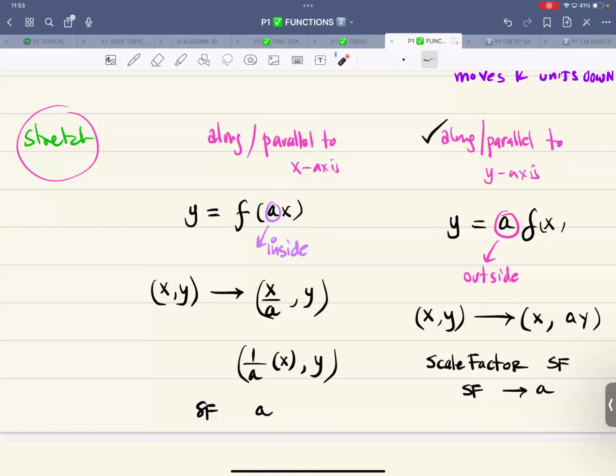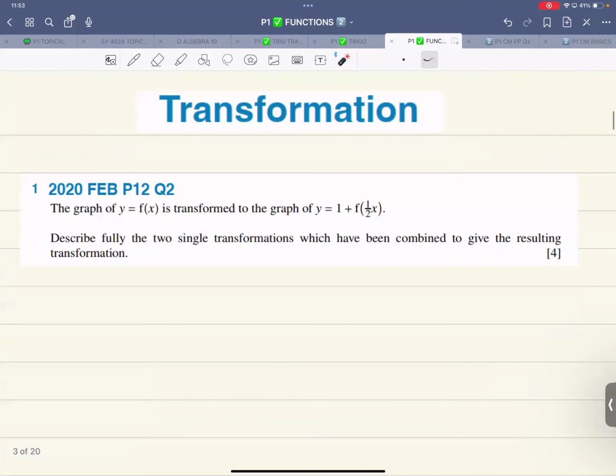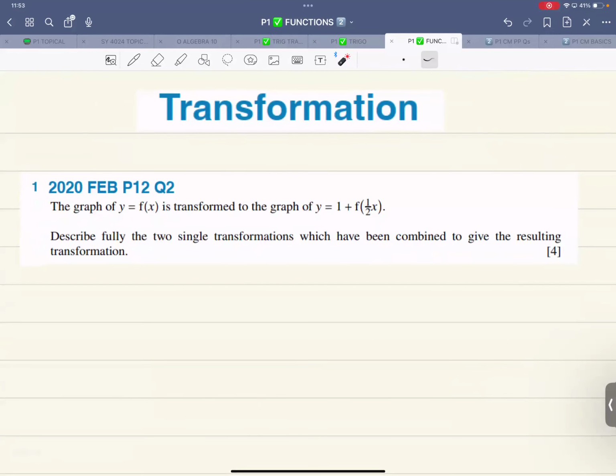All good? All clear? Now let's look at the first question. Just read it. Don't try it. I'll do every single question myself. The graph of y equals f(x) is transformed to the graph of y equals 1 plus f of half x. Describe fully the 2 single transformations which have been combined to give the resulting transformation.